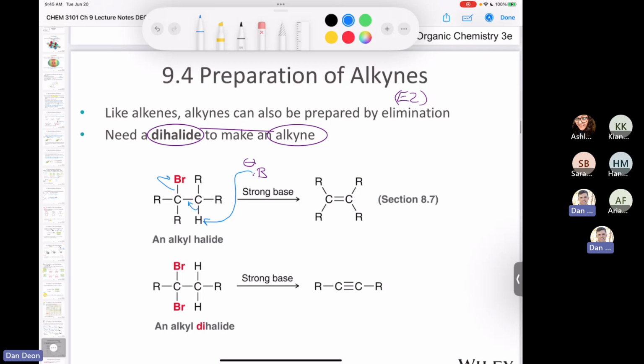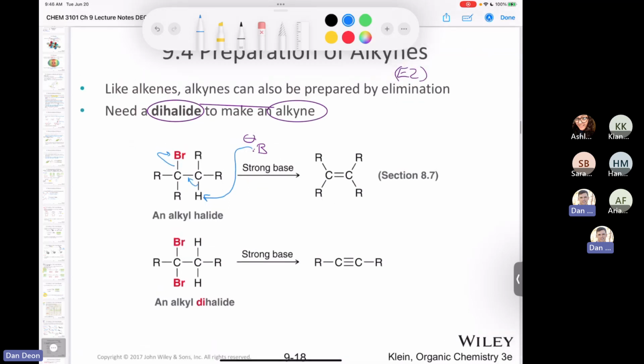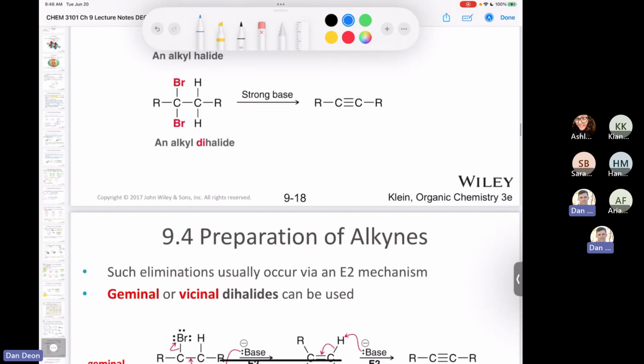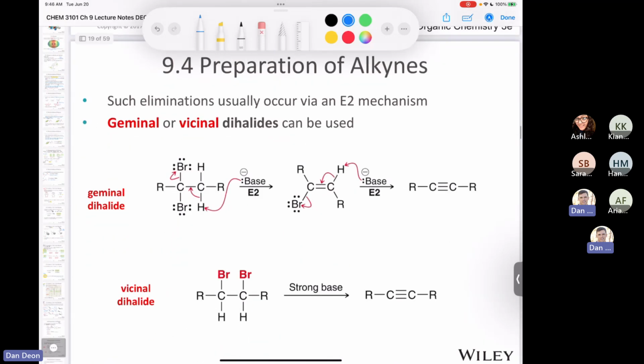But if you have a dihalide, you have to do a double elimination. You have to eliminate twice in order to make an alkyne. So what's the mechanism going to look like? Well, it's going to look like this here. You're going to do one E2 reaction, okay, the first E2, and then once you do that, you make an alkene, and then you have to do a second E2 reaction to make your alkyne.